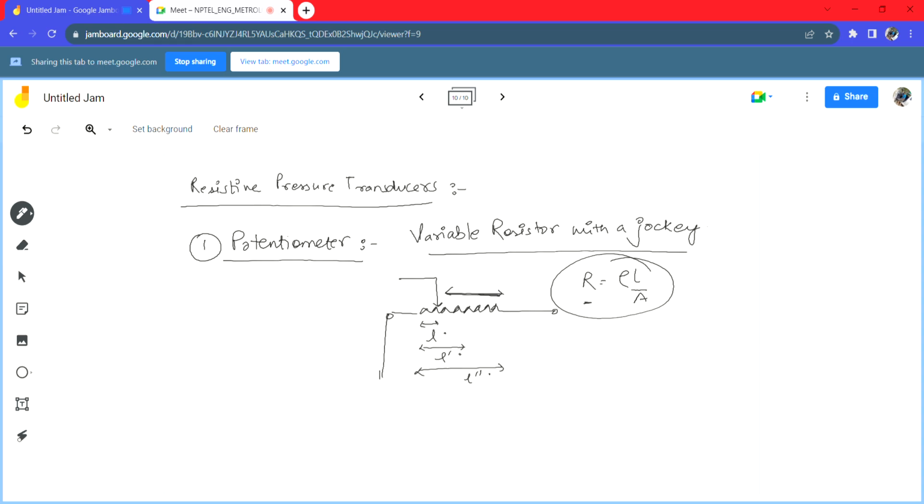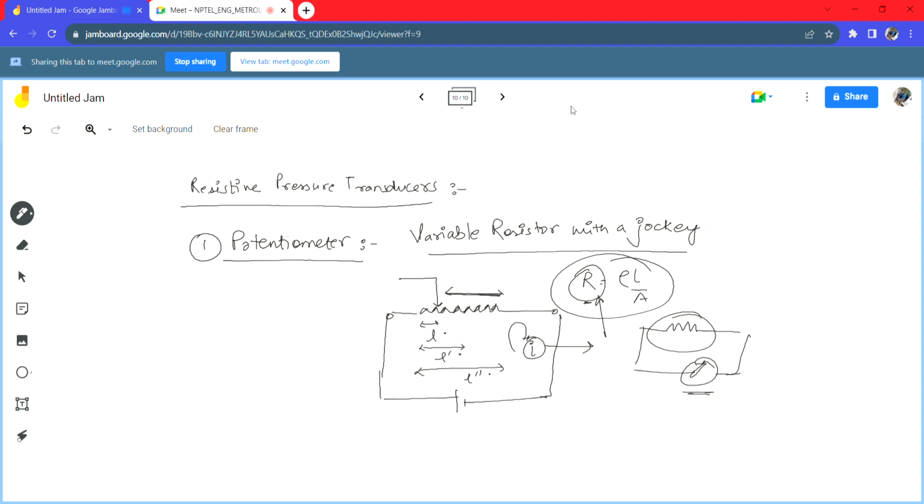Now if I apply a battery over here, there is a current flow I, and I can measure this current flow I, and I can calculate this resistance R. Or if I don't want to do this, I can just simply connect a galvanometer across this, and this galvanometer deflection will give me the value of the resistance over here.